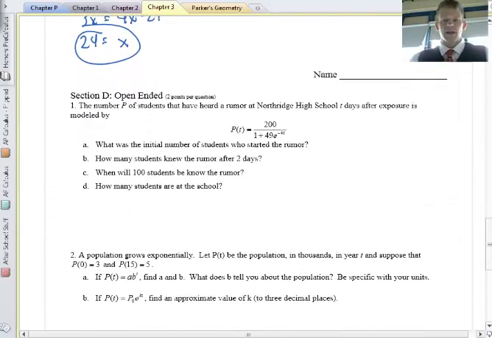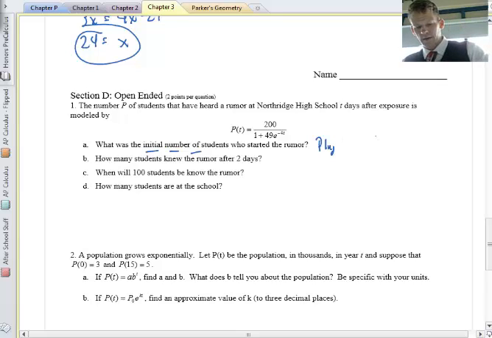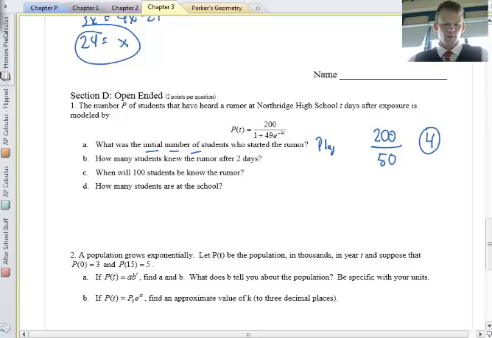Now we're on to the open-ended. These are the ones that I did not provide you solutions for. So let's just go through this. Initial number of students, plug 0 in, because that's what the initial time would be for an initial amount. If you plug 0 in, you get 200 over 50. The initial number would be 4 people knew the rumor.